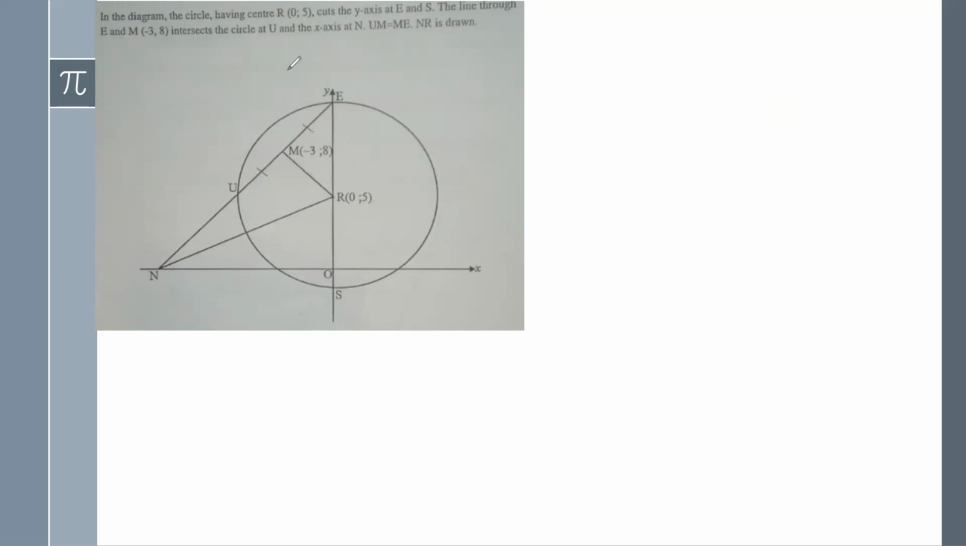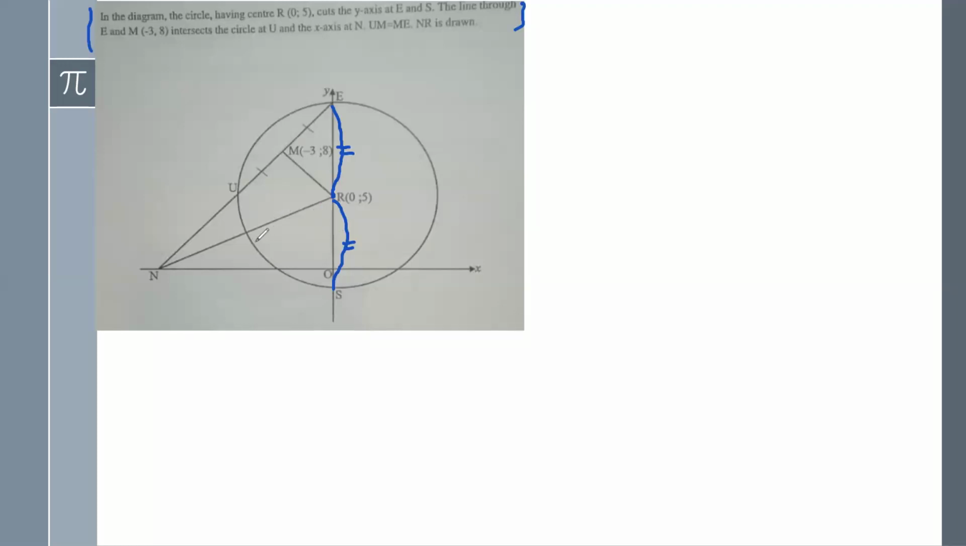We're going to notice a few things here. I just want to get you guys used to reading the statement and interpreting or applying the information given on the statement to the diagram. So we are told in the diagram, the circle having center R. So here's point R, and we know that it is a center, which means the distance ER is actually the exact same distance as the distance RS, okay? We are just interpreting right now.